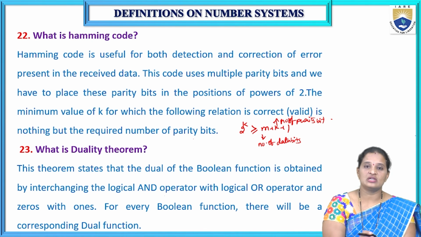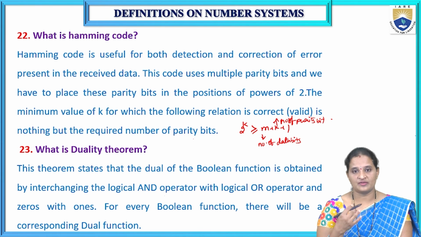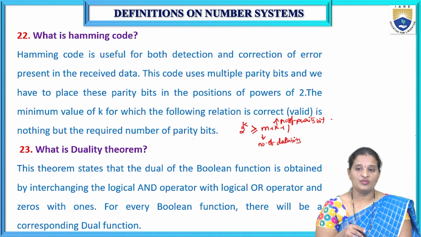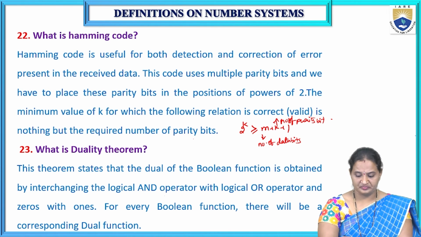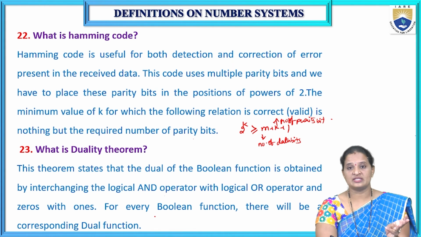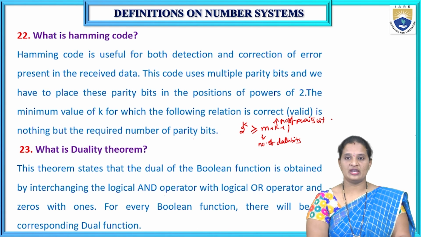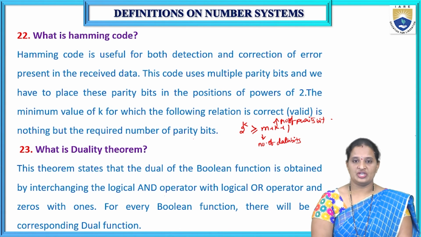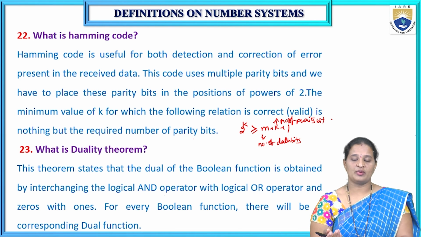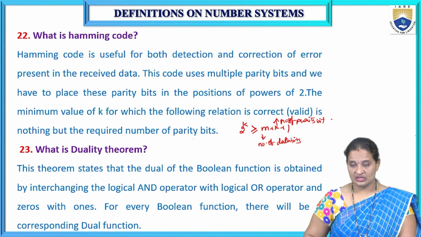Whereas in De Morgan's law, even though the operations are changed from AND to OR and OR to AND, we are also changing the variables, that is, complementing the variables. Whereas in duality only the operators are changed from AND to OR and OR to AND, but no variable is getting complemented, and also the ones are changed to zeros and zeros are changed to ones.